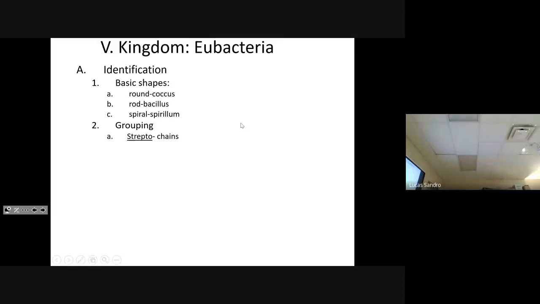We use the prefix staphylo for those. Does that sound familiar? Any wrestlers? Yeah. So staph infection, yep. Because wrestlers are often getting scrapes on mats that are full of bacteria. They have to worry about that.